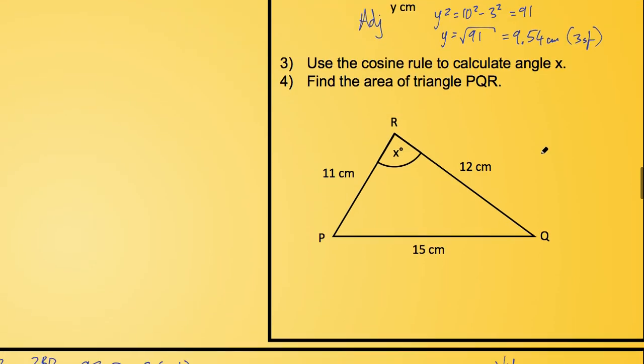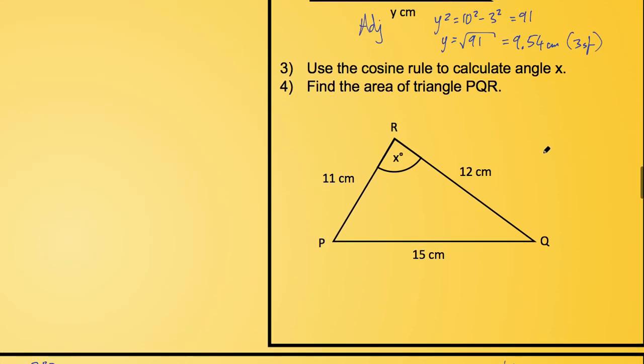Okay, on the shape below, use the cosine rule to calculate angle x. So you've got some options here. On the formula sheet, we know that the cosine rule is given as a squared equals b squared plus c squared minus 2bc cos a. And that's the only version of it that we're given on the formula sheet.